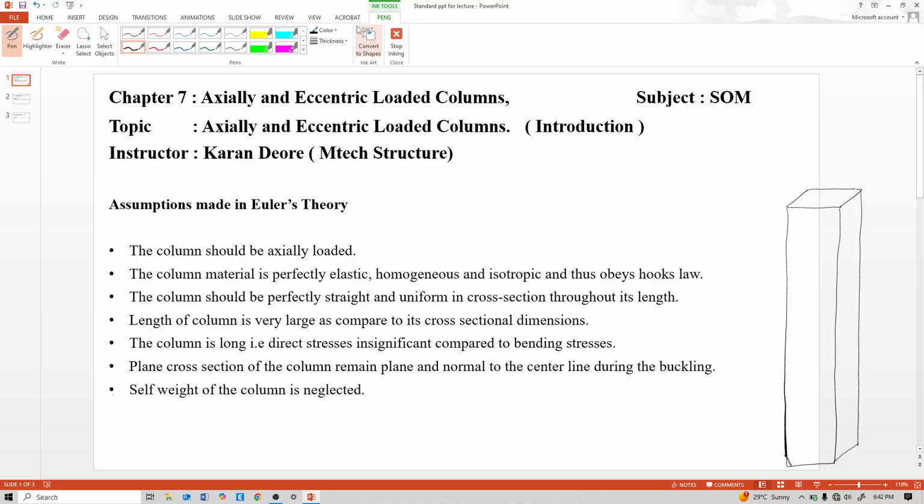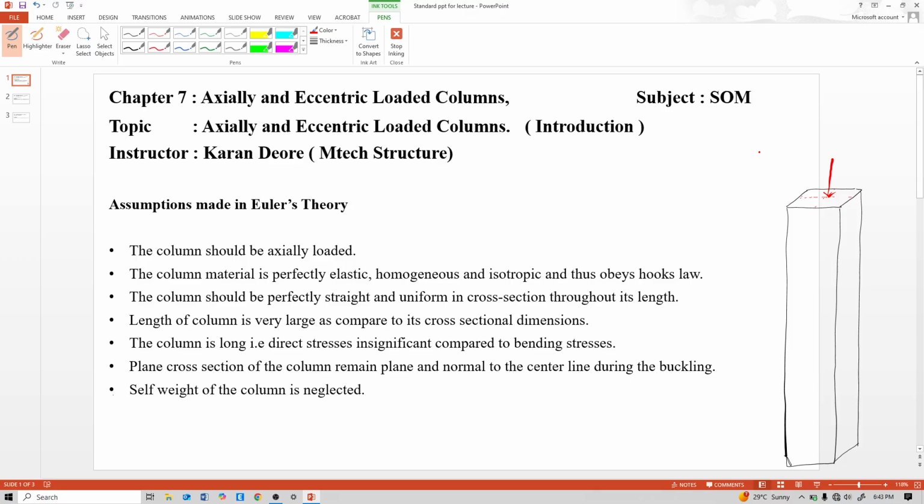See, this column should be axially loaded, like this. The second bullet point is, the column material is perfectly elastic. In our first chapter, we saw what elasticity is. Elasticity is the property of a material by virtue of which it regains its original shape and size after deformation when the loads causing deformation are removed.